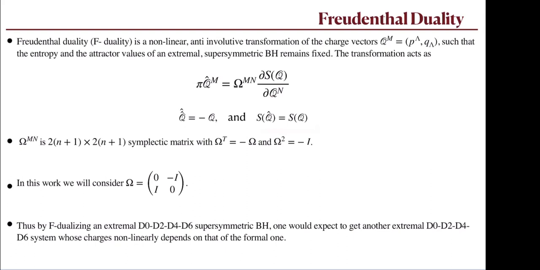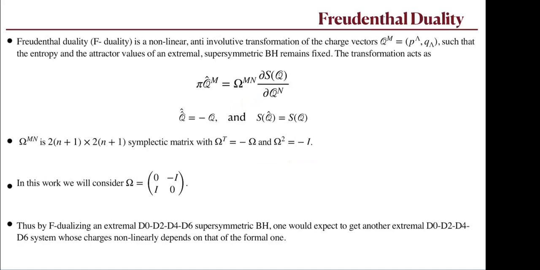Where, of course, you have a choice. This omega_mn, you have to make sure you follow these relations. And here we are basically considering omega in this form. There are other forms in some scenarios, but as long as this thing holds, it's fine. Whatever omega you are taking, as long as it follows this rule, you can of course get a charge Q hat where your entropy is the same.